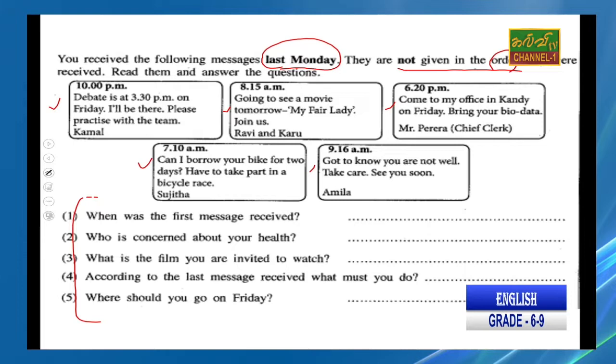So, first one, dear student, this is 10 p.m. This is 8 a.m. This is 6:20 p.m. This is 9:16 a.m. This is 7:10 a.m. So very early time. I think this is 7:30 a.m., 7:10 a.m., 9:16 a.m. So from these times, we can understand 7:10 a.m. is the earliest one. Next, number one, number two 8:15 a.m., number three 9:16 a.m. Let's see what facts are available in the notice.